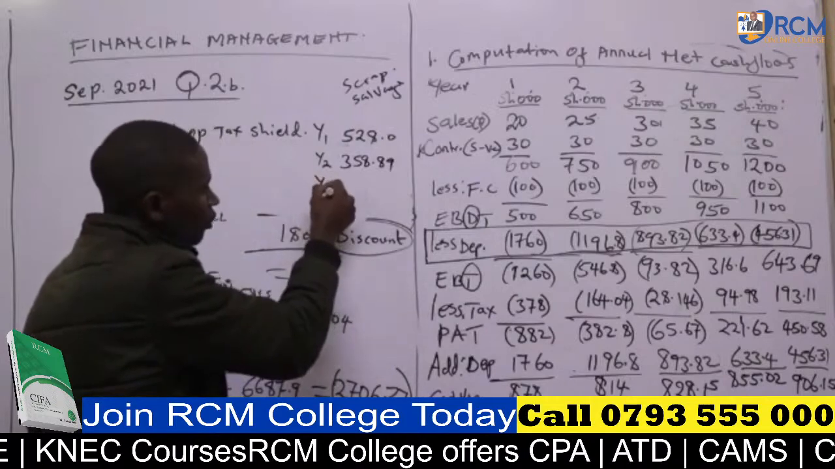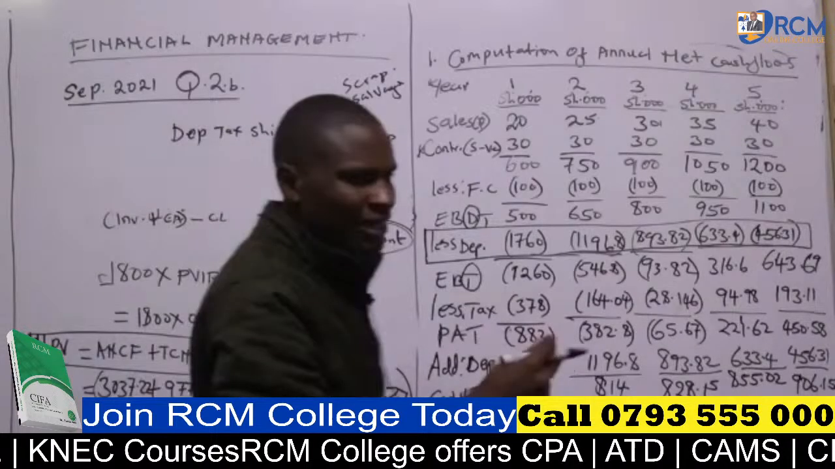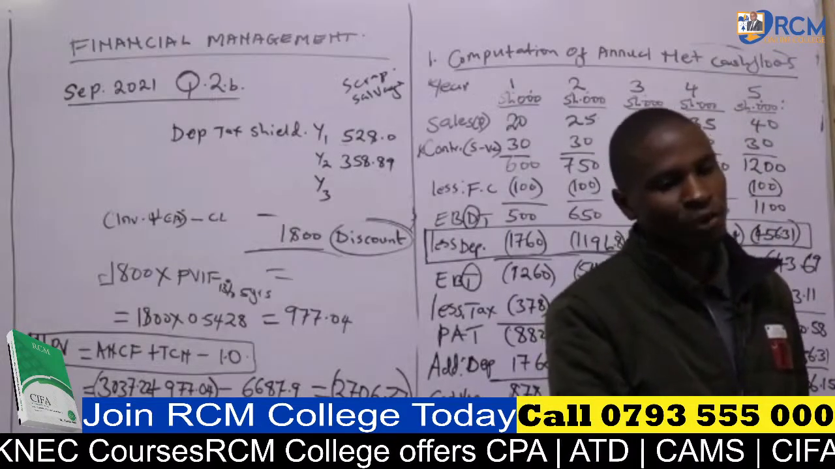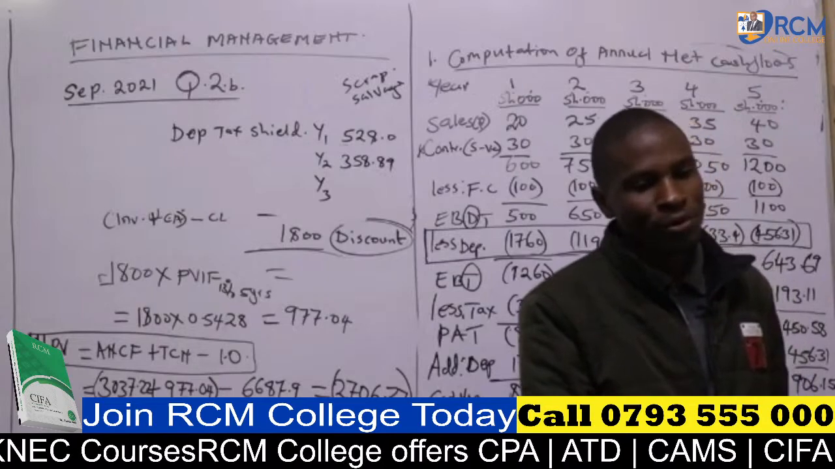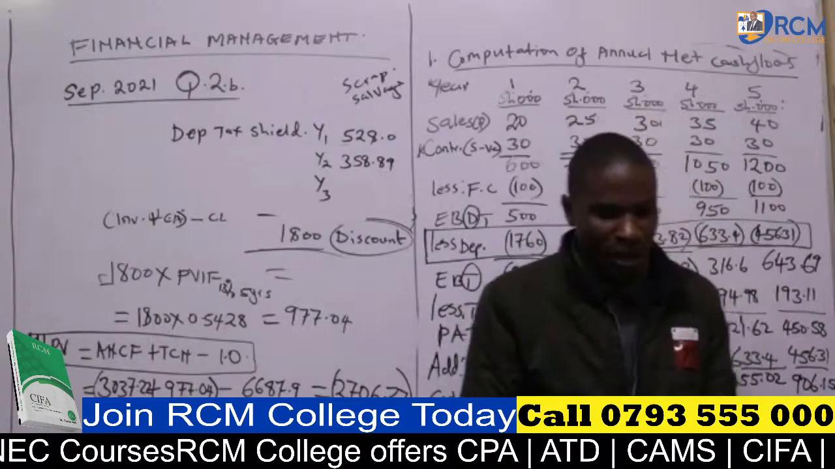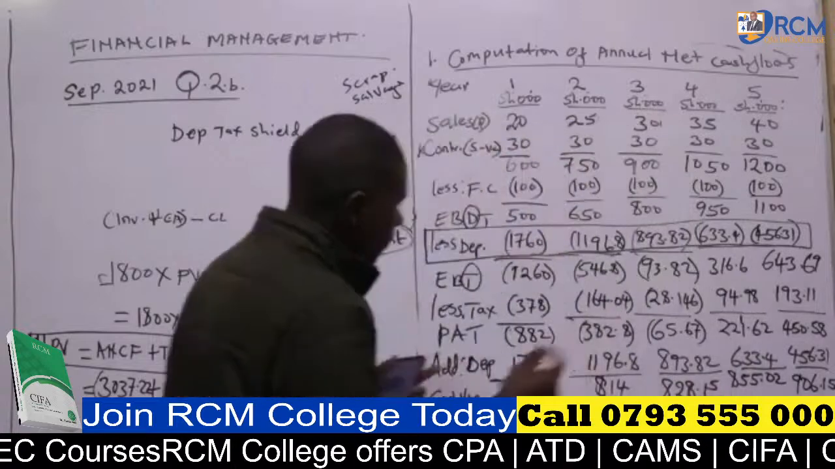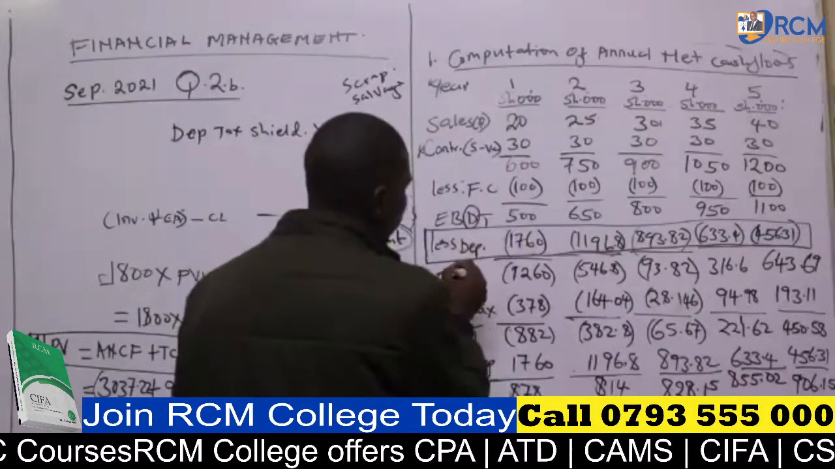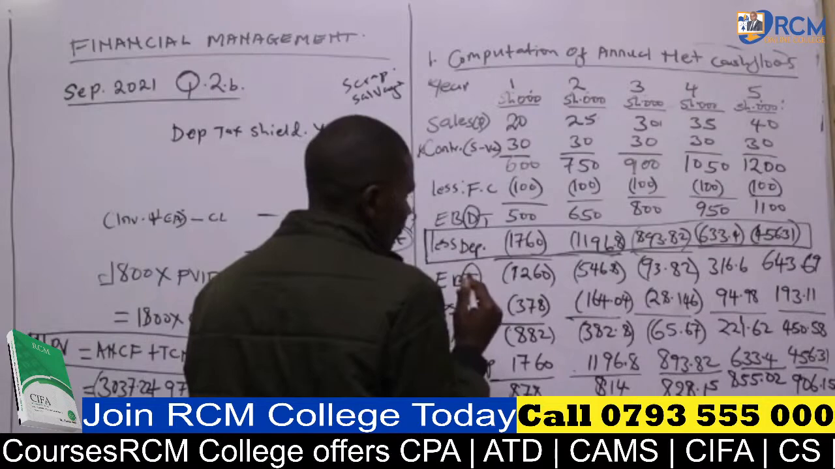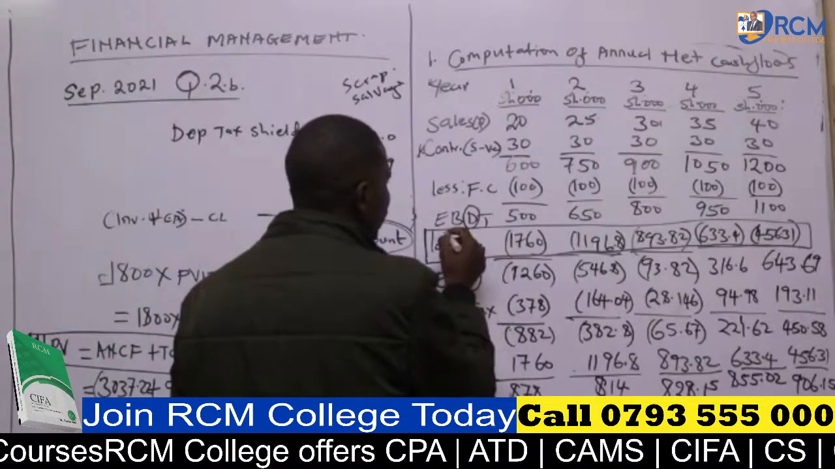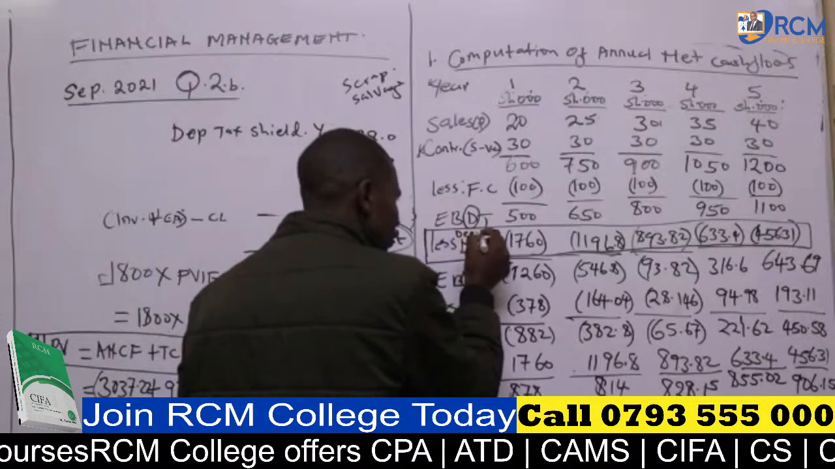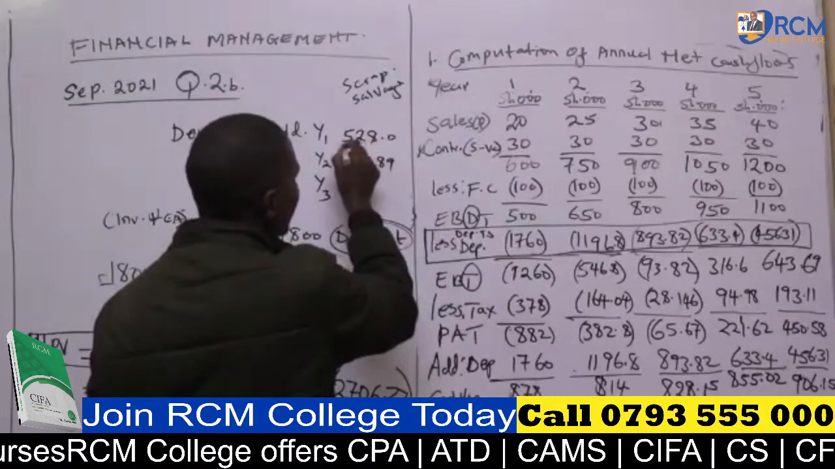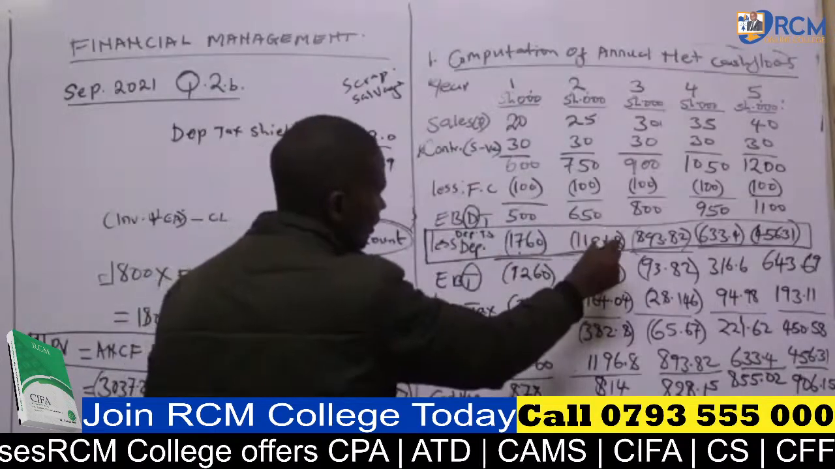Okay, I don't know which is which, but that is the order. Once you have reached that point of computing the depreciation tax shield, it will become easier for you. Ukifika hapa, less depreciation tax shield. For the year 1 itakuja nilete hii hapa. For year 2 nitaleta hii hapa.